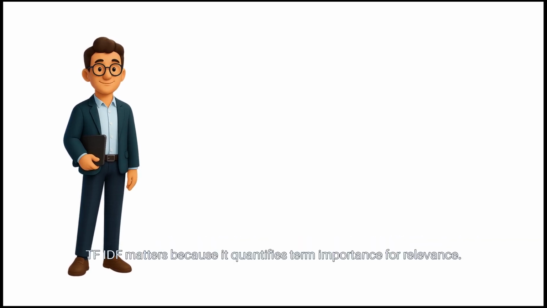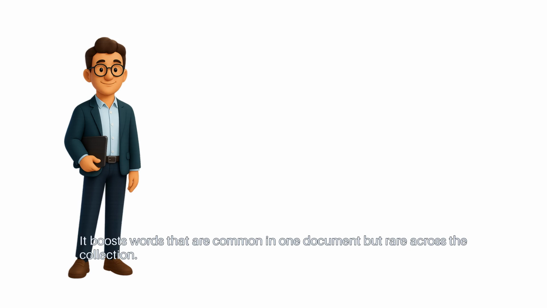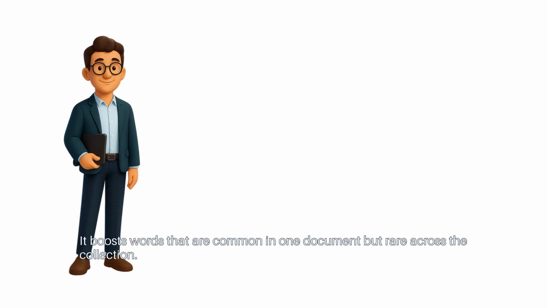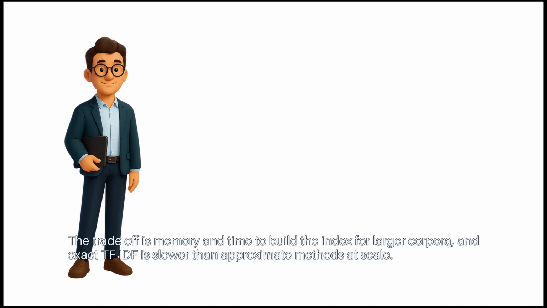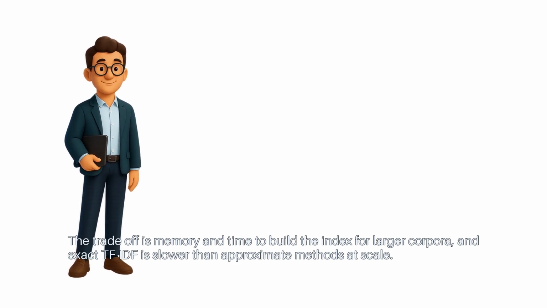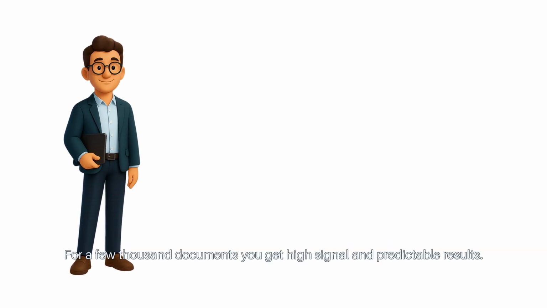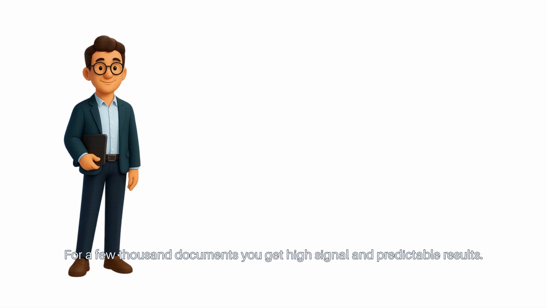TF-IDF matters because it quantifies term importance for relevance. It boosts words that are common in one document but rare across the collection. The trade-off is memory and time to build the index for larger corpora, and exact TF-IDF is slower than approximate methods at scale. For a few thousand documents, you get high signal and predictable results.